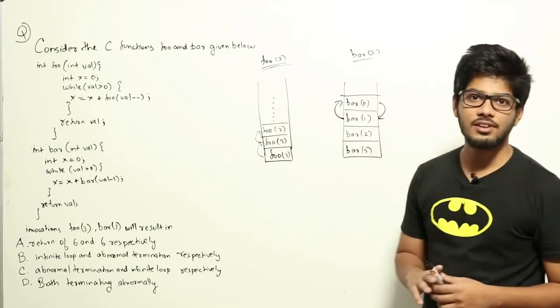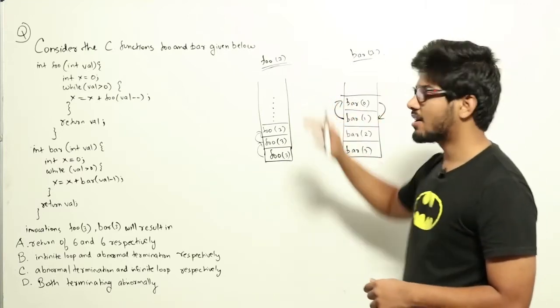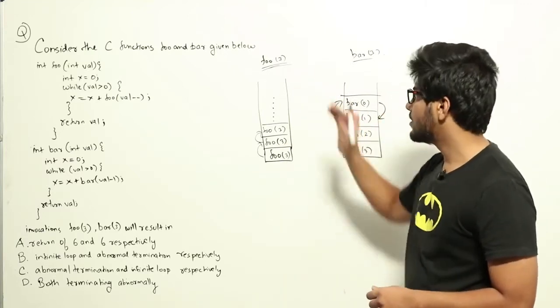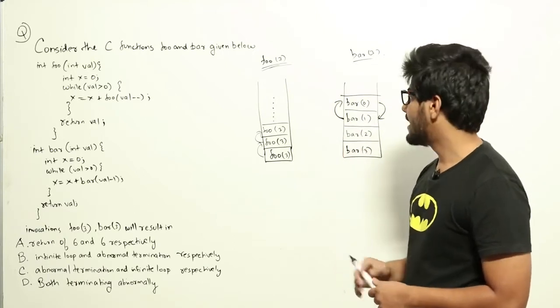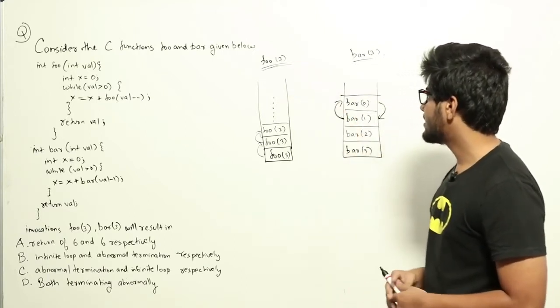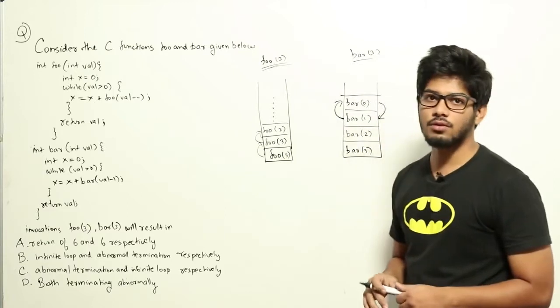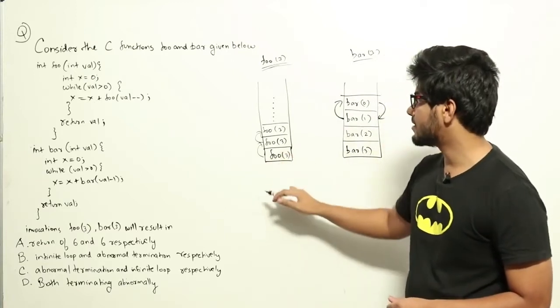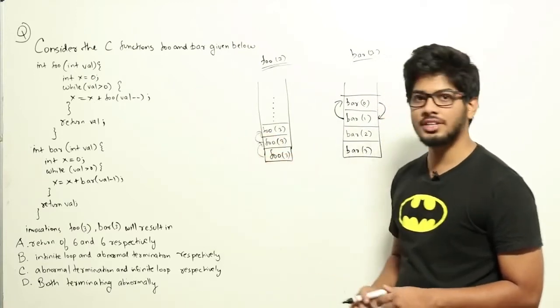Now every computer has only a finite memory, so this stack will run out eventually, since none of the functions will exit, and it will keep on consuming the entire stack, and then it will result in a stack overflow error. It will be an abnormal termination. So for foo, it is abnormal termination.